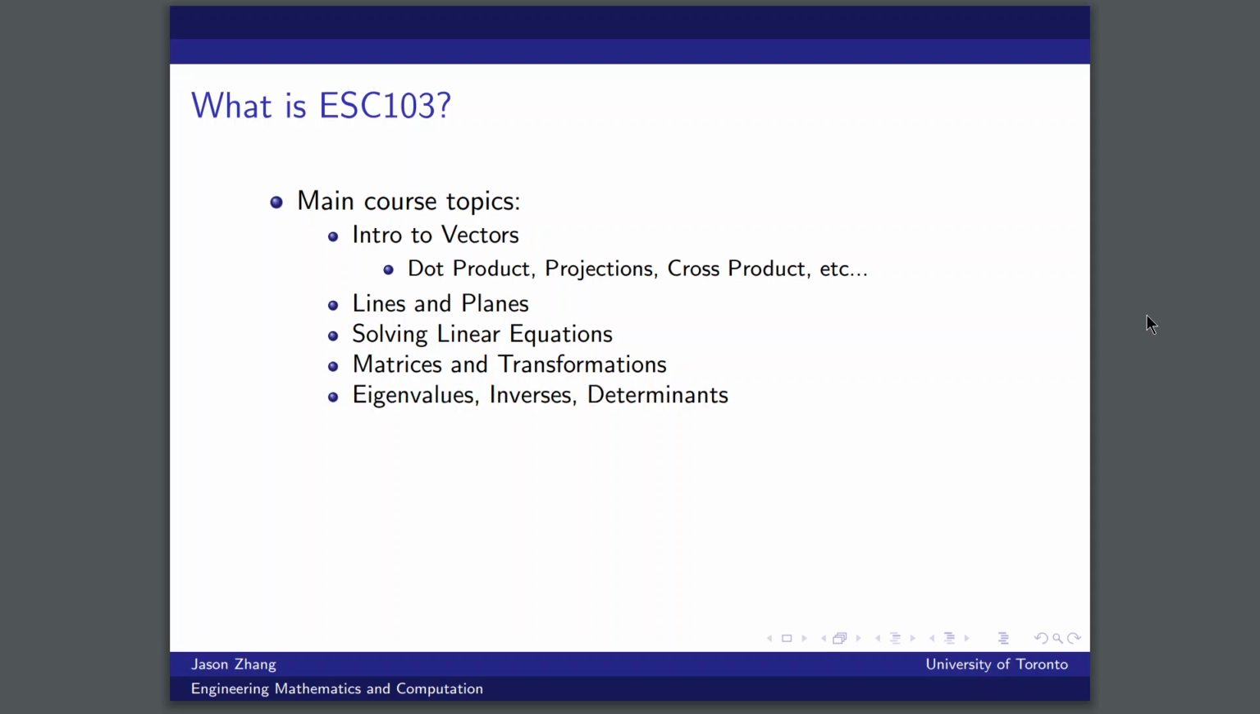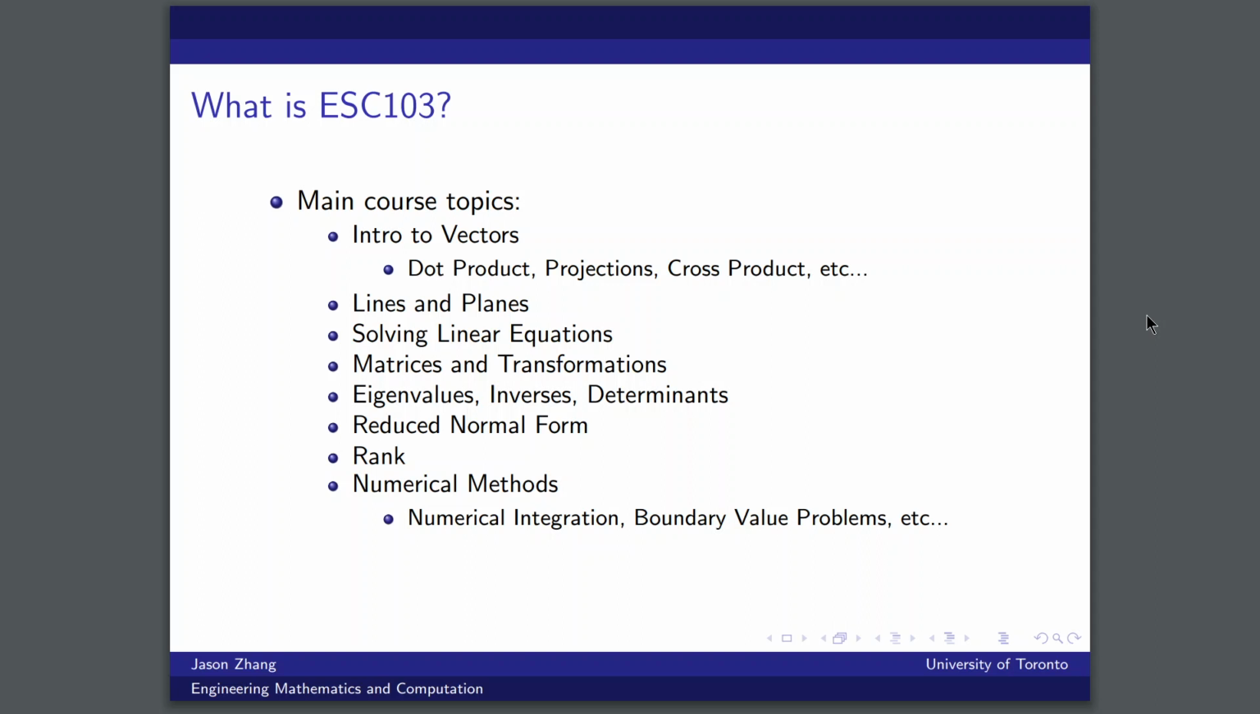Working more with matrices, we also covered eigenvalues, inverses, and determinants, as well as the reduced normal form of a matrix. So we talked about Gaussian elimination. We also talked about rank and how that relates to the AX equals B problem, for example, when it comes to the existence and uniqueness of solutions of the system. We also talk about numerical methods like numerical integration, boundary value problems, etc.